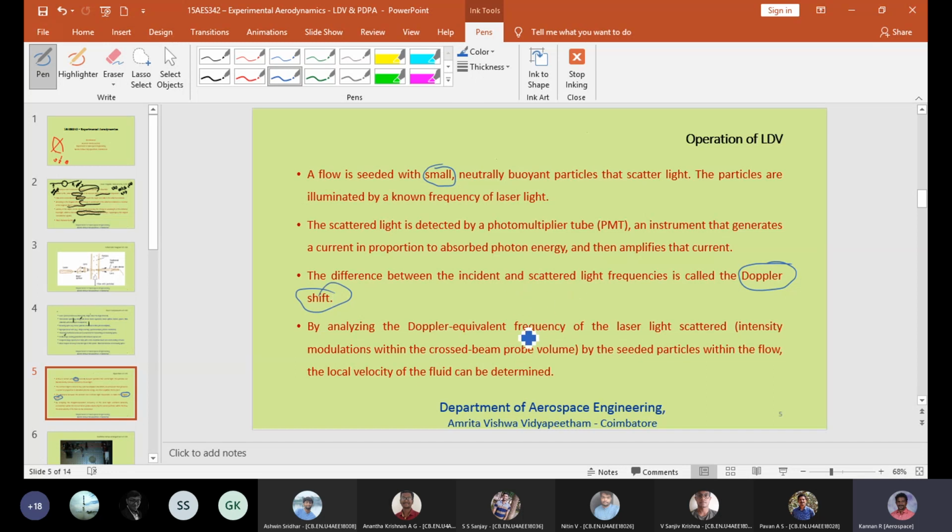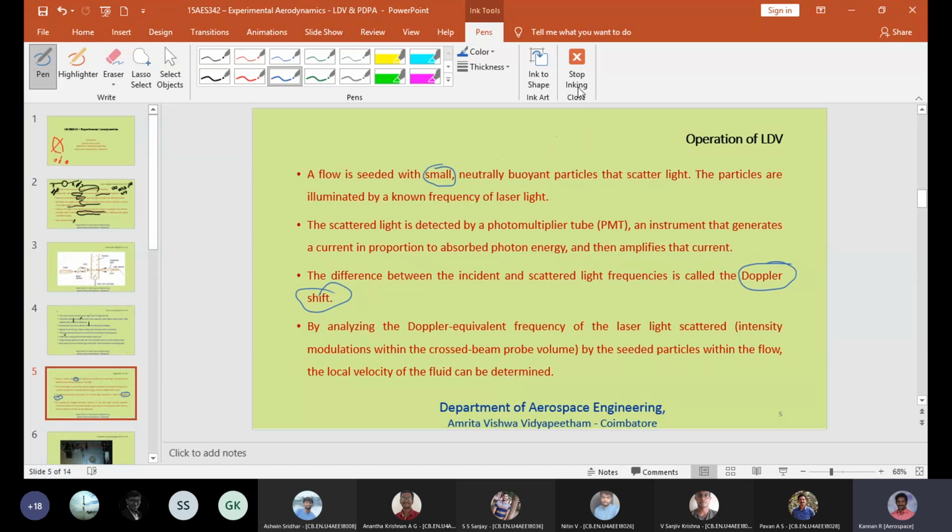By analyzing the Doppler equivalent frequency of the scattered laser light, which includes intensity modulation within your crossed beam probe volume by the seeded particles within the flow, we get the local velocity. Basically, a simple way is to relate the Doppler shift with the local fluid velocity. So if you want to measure at different locations, you need to shift your incident light.